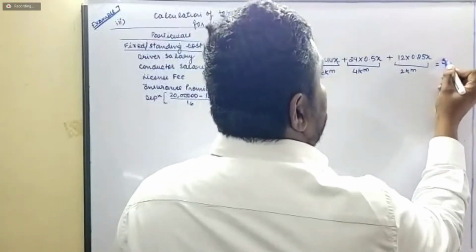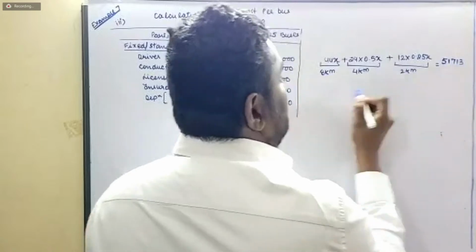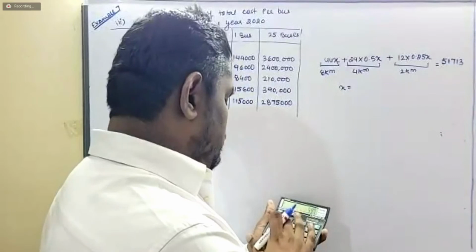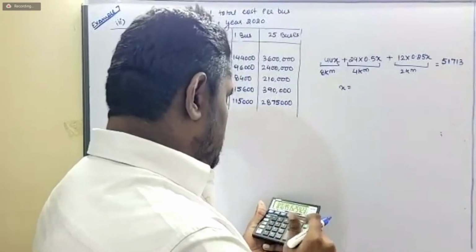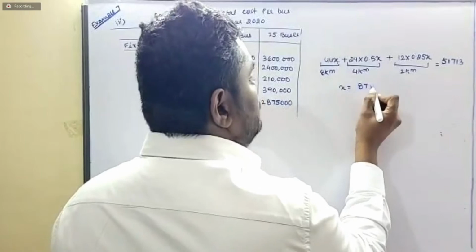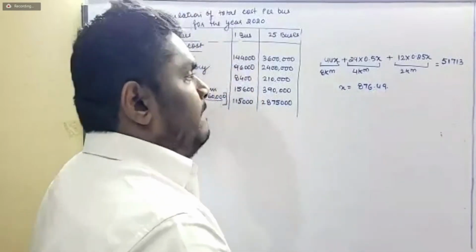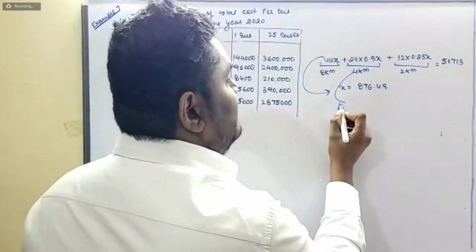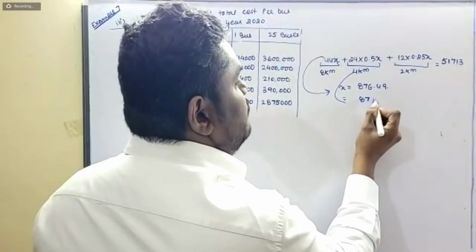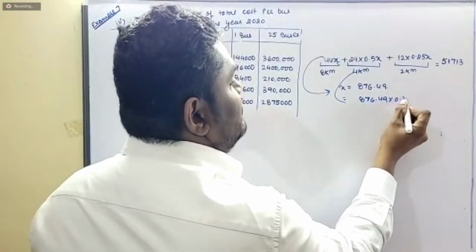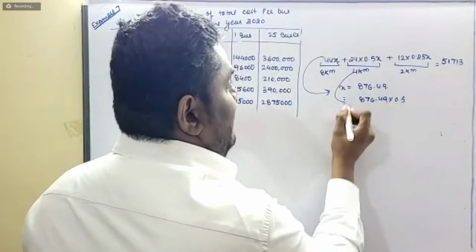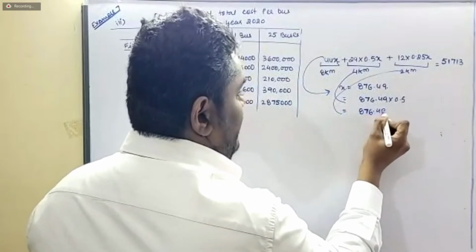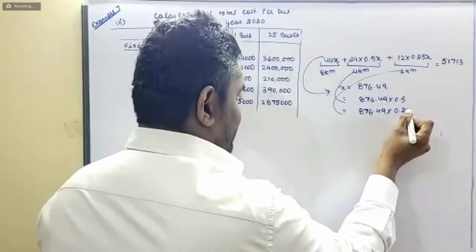$51,713. So this should be equal to 51,713. So what will be the value of X? This is how I got 876.49. That is the fare for the students who are traveling up to 8 kilometers. Up to 4 kilometers, their fare will be 876.49 into 0.5. And for the students who are traveling up to 2 kilometers, their fare will be 876.49 into 0.25.